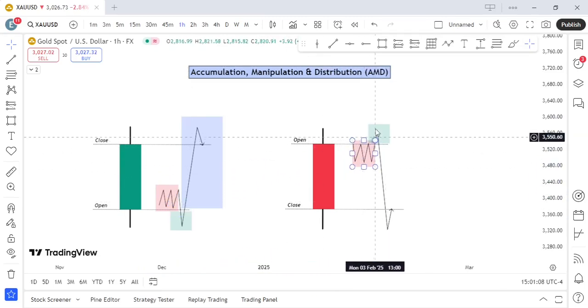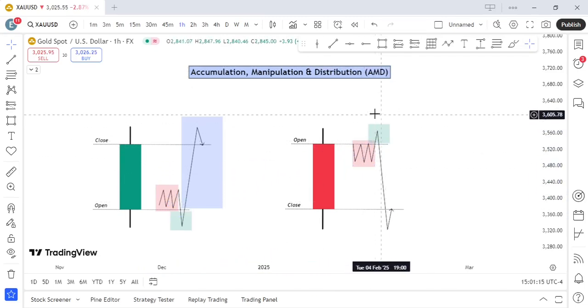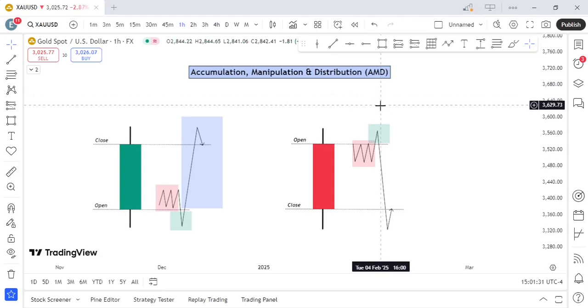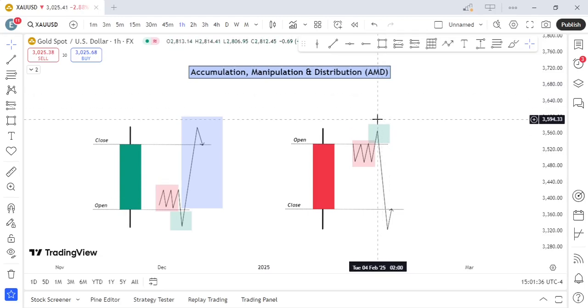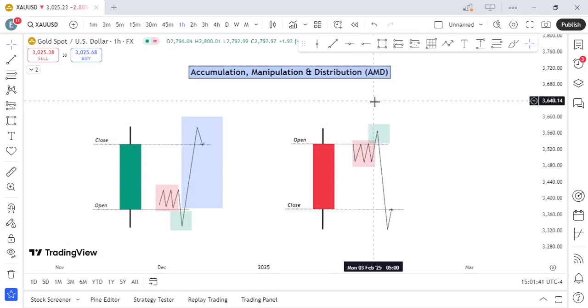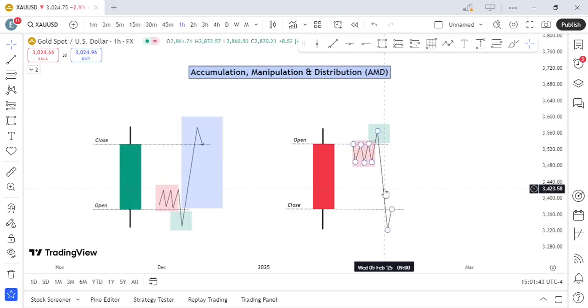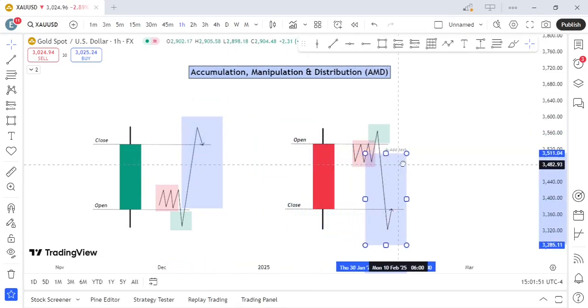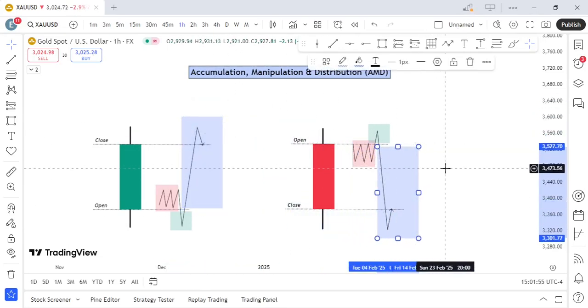So price will go up. And by the way, in ICT concept, sometimes we do call this the Judas swing. So price goes up as if it's on a bullish trend, but it was actually a fake out, right? Most retail traders will think price will start to go bullish and they enter a buy. At the end of the day, price will start to go all the way down. Now, this is your distribution. So this right here is your distribution.